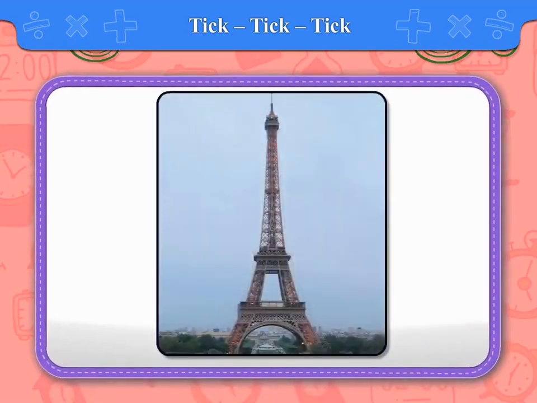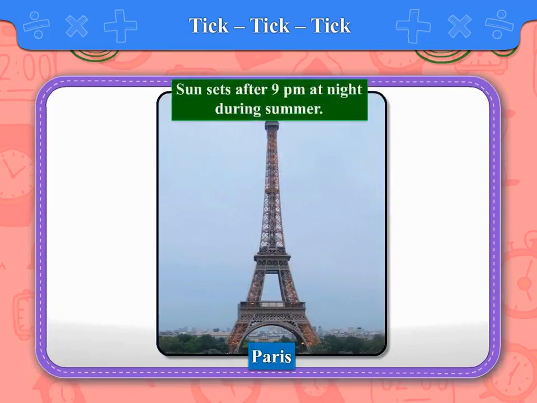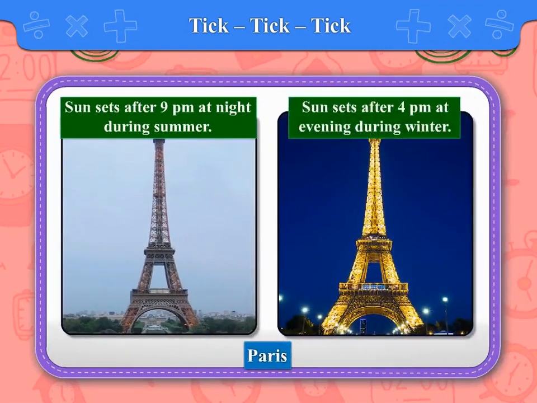This photo was taken in Paris, France. In Paris, the sun sets after 9 p.m. at night during summer. This photo was taken at night, but in winter it becomes dark here by 4 p.m. in the evening.